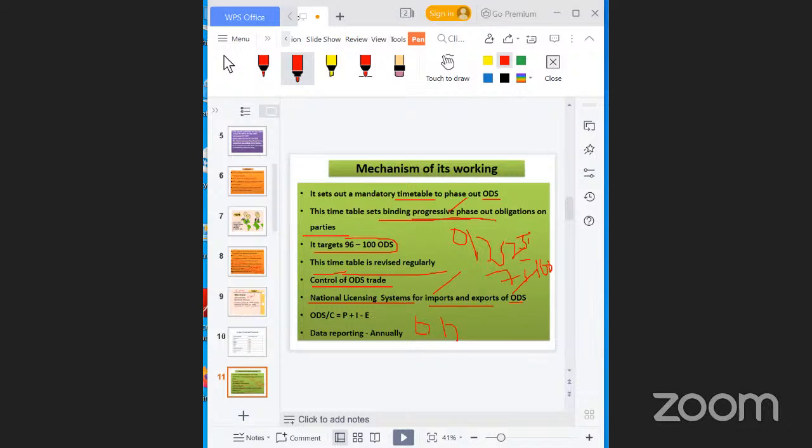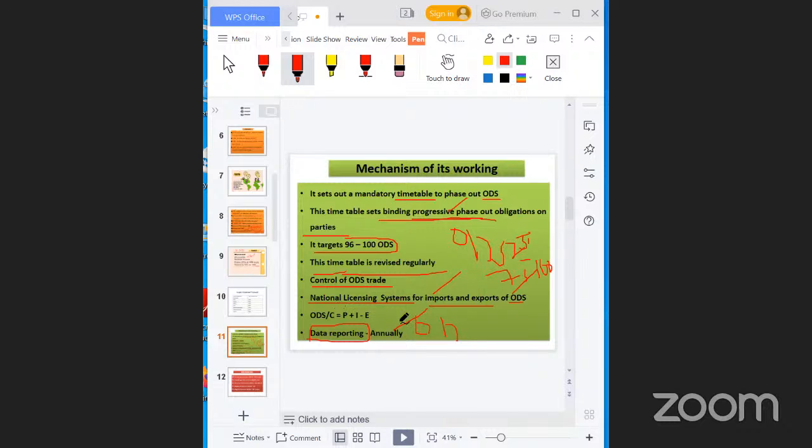Apart from that, the main important responsibility is data reporting. This data needs to be reported on an annual basis to the Ozone Secretariat. Mainly, the data is reported by following a particular formula.